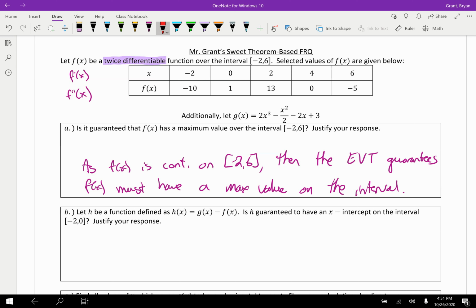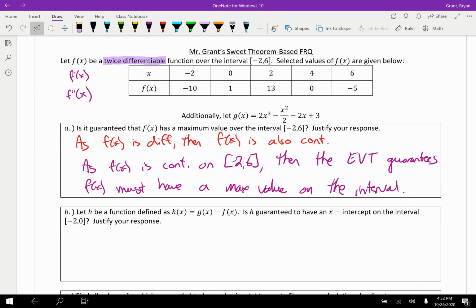And so we can't even say something like differentiable and then draw an arrow and say continuous. It needs to be a little more specific than that. So we would say something like that, or something like this. You could say differentiability implies continuity. I would probably say, as f of x is differentiable, then f of x is also continuous. That is a key phrase. They want to make sure that you understand that differentiability implies continuity. And so you need to connect differentiability to continuity.